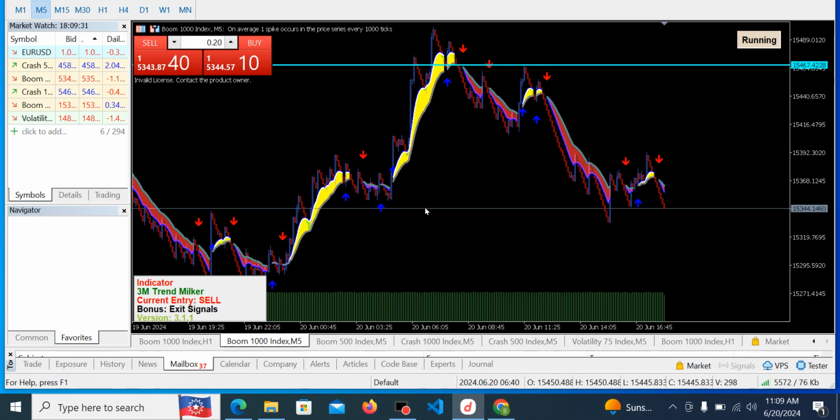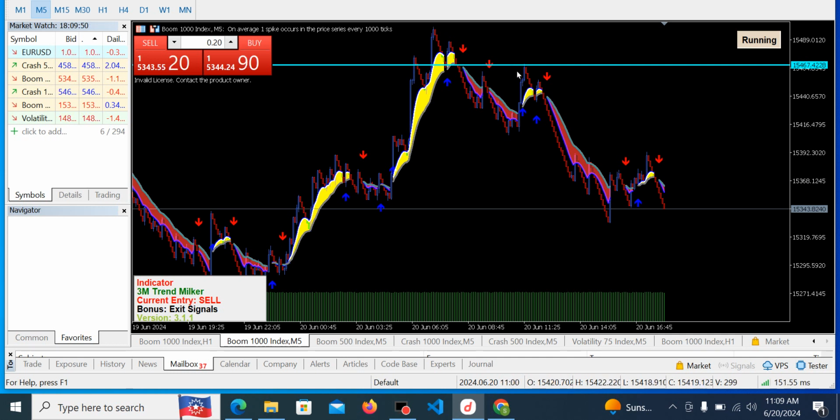Okay guys, this is Boom 1000. I'm on the 5-minute time frame, and of course I'm using the 3M trend milk trading indicator. Starting from the support zone, it started an uptrend. That is why you are seeing the yellow flag and the blue arrow, which is representing a buy order. And of course it got to this region, played around there for a while before breaking out above it to get a new resistance zone.